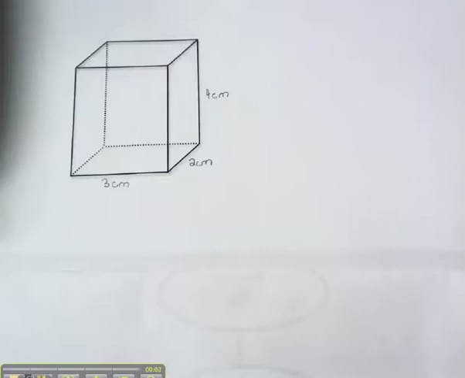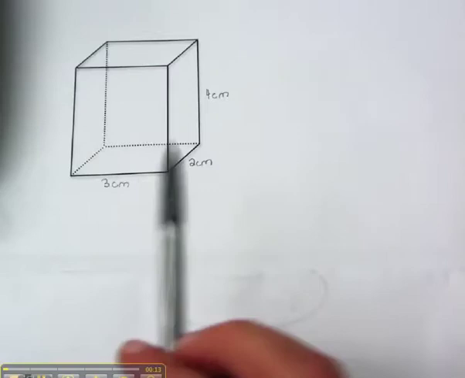Welcome to today's tutorial on finding surface area of a prism. Now remember that surface area is the total area of all the faces of a prism. So first we're going to look at a rectangular prism that we have here.